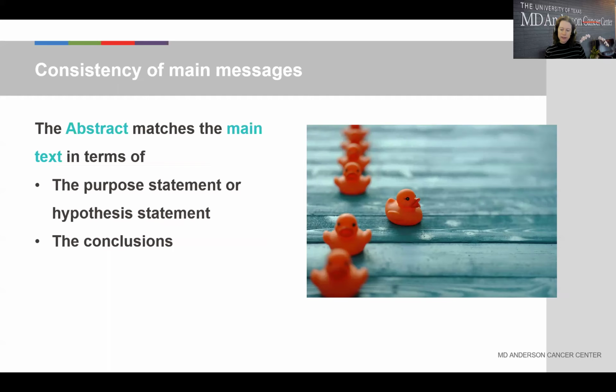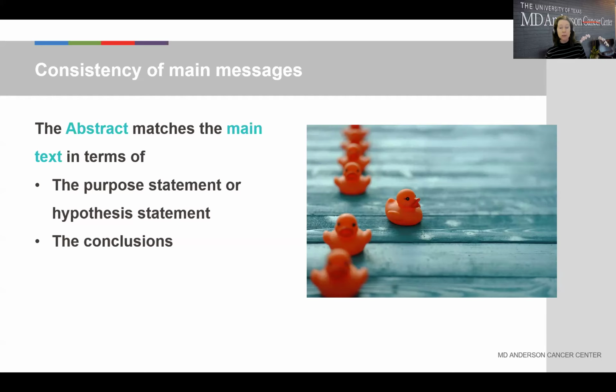Okay, next slide. Another thing to check is consistency between the abstract and the main text. Sometimes these can get out of whack if the abstract was written first, for example, because you presented your findings at a conference before you wrote the rest of the paper. So it's always a good idea as a last step to make sure that the abstract and the main text line up in terms of the purpose statement or the hypothesis statement and the conclusions.